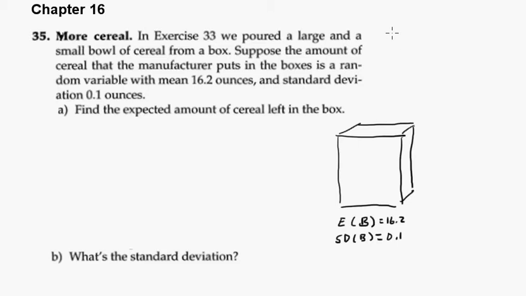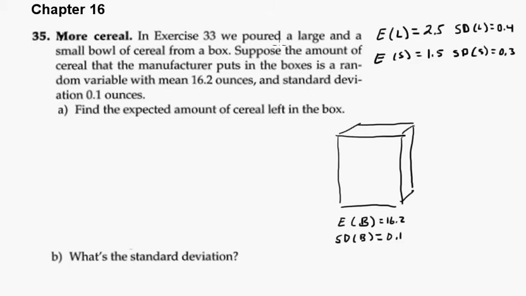Now remember for the large bowl from 33, the expected amount of the large bowl was 2.5, and the standard deviation of the large bowl was 0.4. The expected value for the small bowl was 1.5 with a standard deviation of, I believe, 0.3.